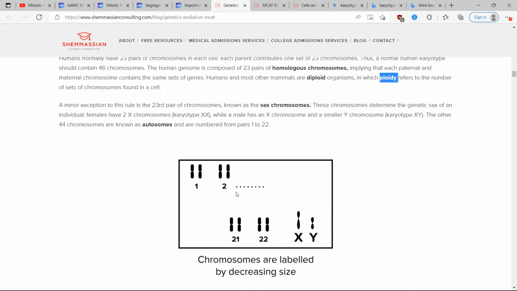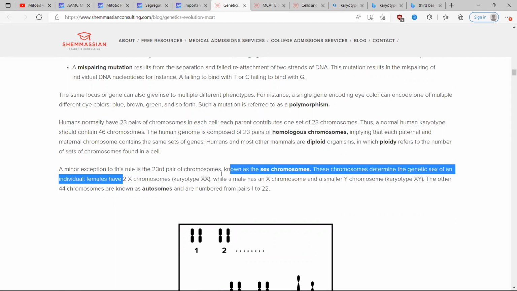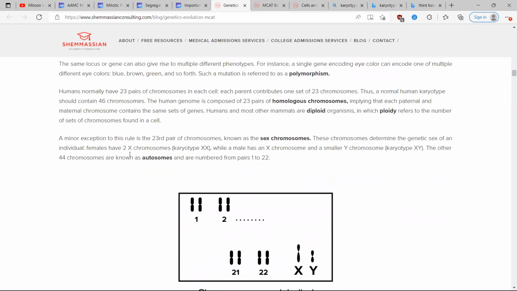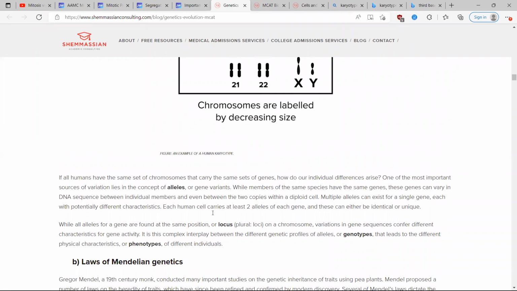Now, the sex chromosomes, as we saw, are a little bit different. These are just to determine our sex, right? We know that females are XX, males are XY, and the other 44 chromosomes are autosomes, labeled from 1 to 22, and they are identical, or at least they should be homologous. We're going to talk about what homologous means.